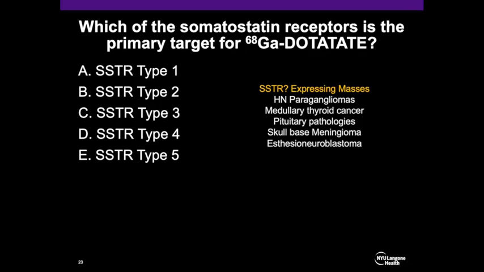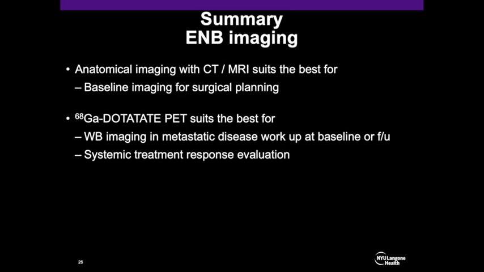And our next question: which of the somatostatin receptors is the primary target for gallium dotatate? And lucky enough for the neck cases, this receptor is overexpressed in all these 5 head and neck pathologies, and that is the somatostatin receptor type 2.